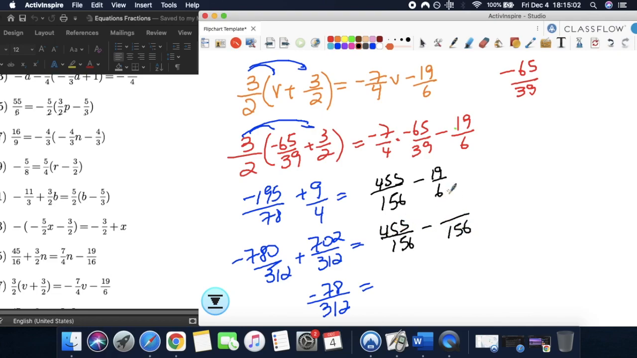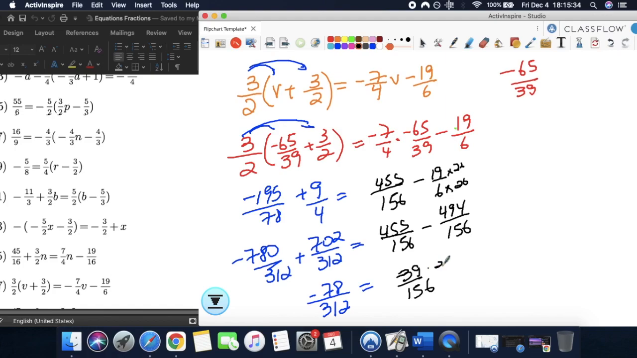Let's find a common denominator. So multiply this by 26, and the top times 26. Right. So 19 times 26 is 494. So if we subtract that from 455, I get negative 39 over 156. And is negative 39 over 156 the same as negative 78 over 312? Yes, because they're equivalent fractions.